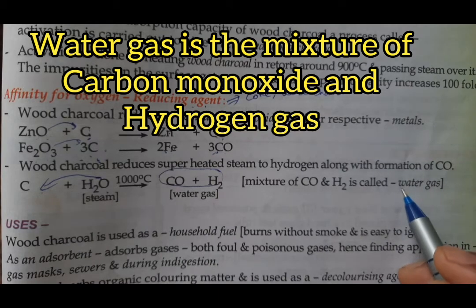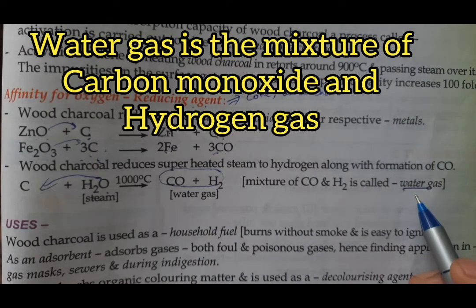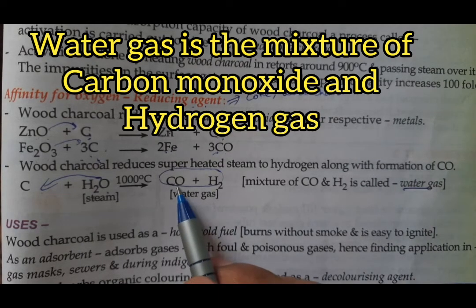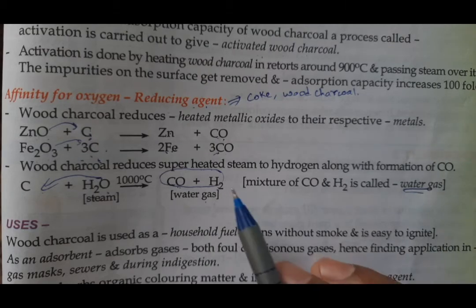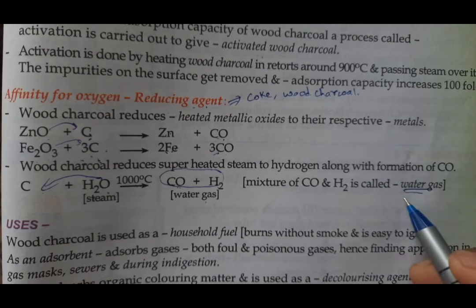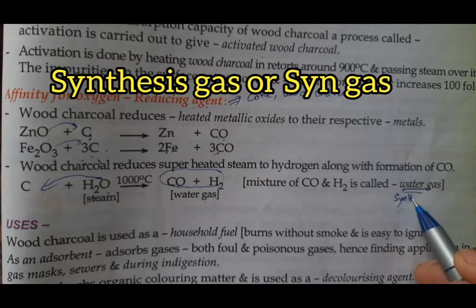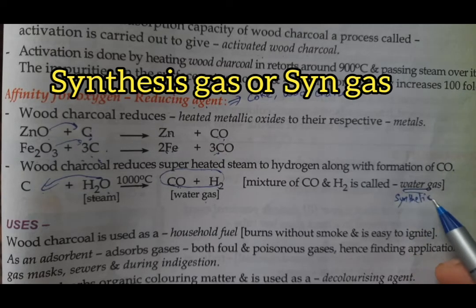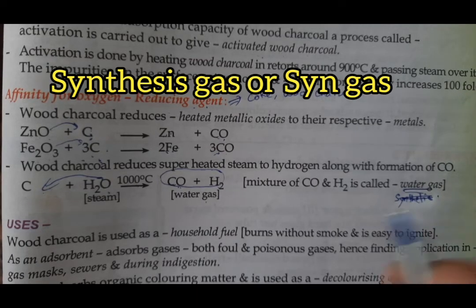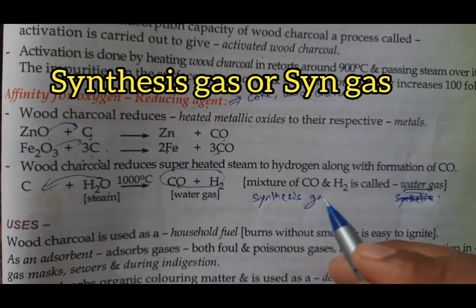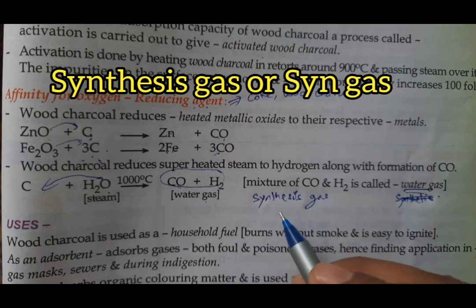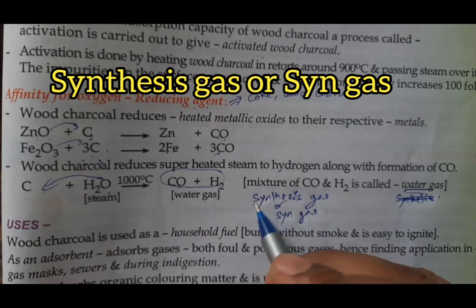So I may ask you, what is water gas? If I ask you what is water gas, you have to say it is a mixture of carbon monoxide and hydrogen gas. The mixture of carbon monoxide and hydrogen gas is known as water gas, and it is used as fuel. And do remember, water gas is also known by the name synthetic gas, synthesis gas, or it is also known by the name simply syn gas, SYN, this one.